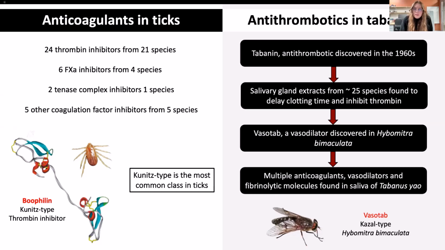In around the mid-2000s, vasotab was isolated, which is a vasodilator, and this was found in the horsefly Hybomitra bimaculata, but they don't actually know how it causes vasodilation. And then most of the research that we know thus far has been from 2 different papers in around 2010 that looked at the Chinese species Tabanus yao, where they found multiple different anticoagulants, vasodilators, and fibrinolytic molecules.